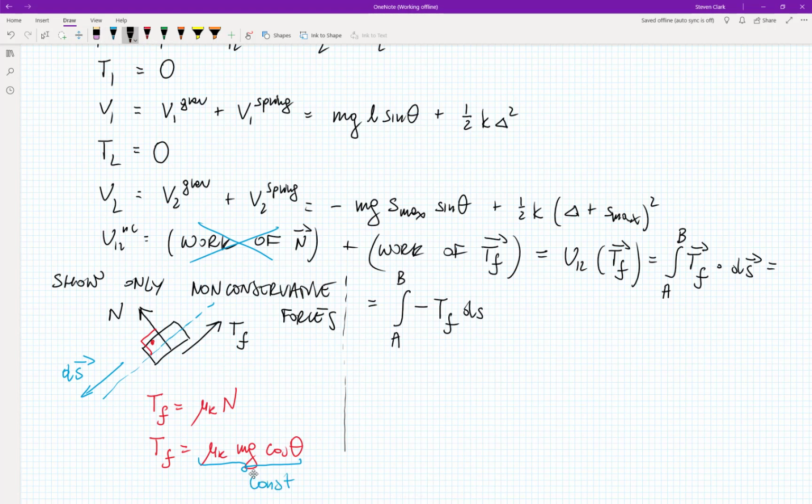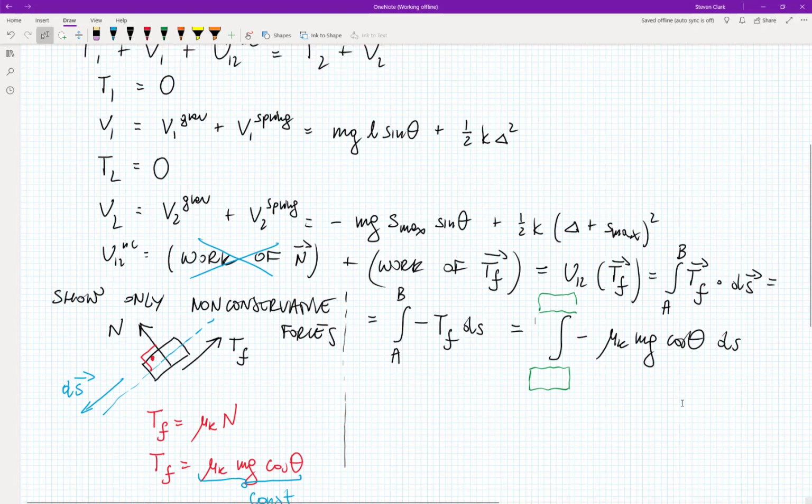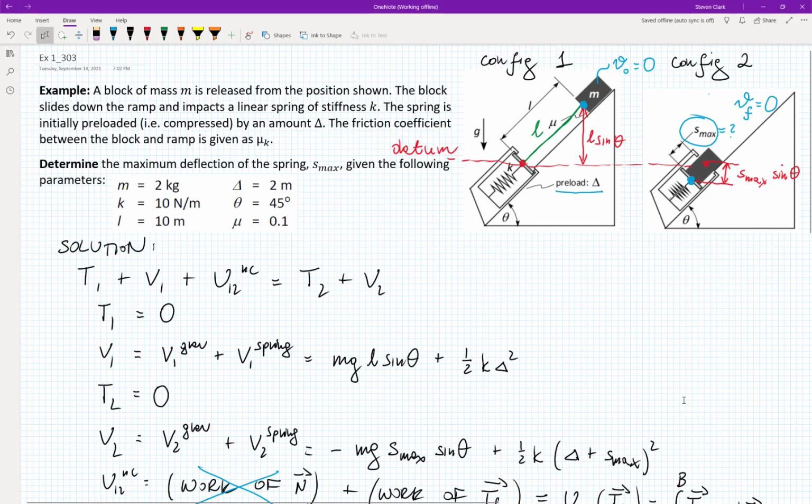Okay, so we have the integral of minus mu k mg cosine theta ds, and maybe some of you would like to join the discussion. Can any of you tell me what are the integration bounds I should put here? In other words, what distance is covered by our particle? Anybody want to join the discussion? I can scroll up the board. I know you know.